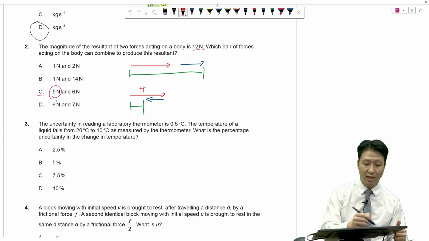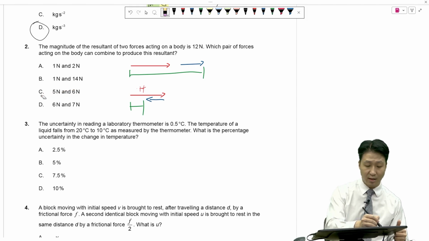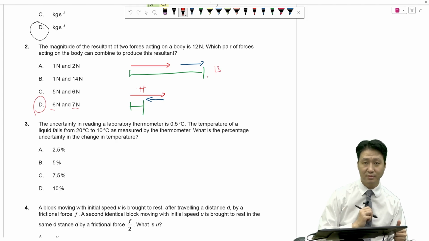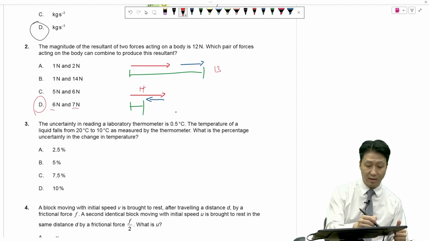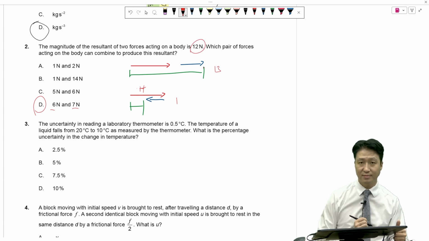In option C, 5 plus 6 is a maximum of 11, so you will not be able to get 12. And option D, 6 plus 7 will give you a maximum of 13. And 7 minus 6 will give you a minimum of 1. 12 is between the maximum and minimum, so the answer should be D.